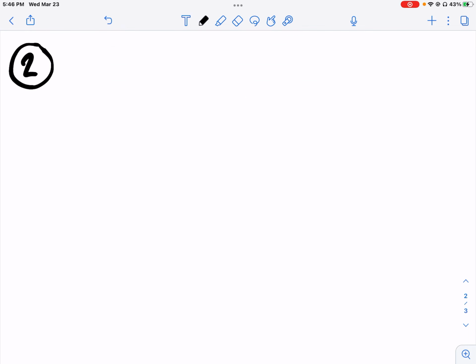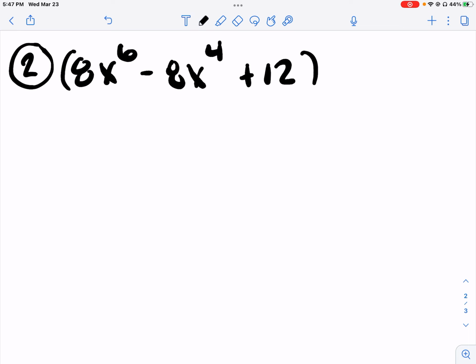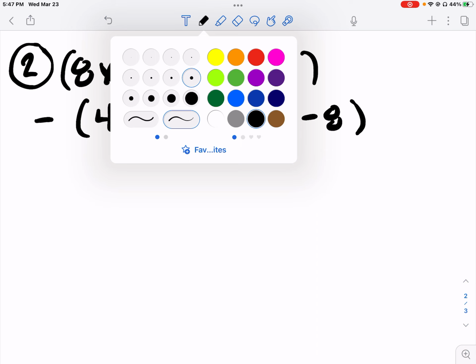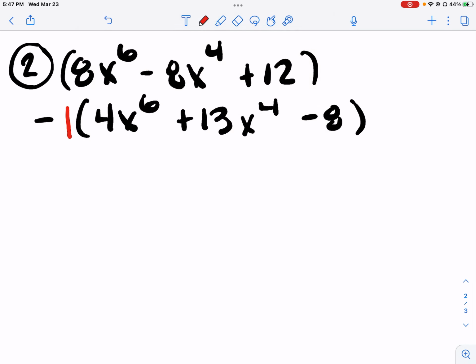Number 2, 8x to the 6th minus 8x to the 4th plus 12 minus 4x to the 6th plus 13x to the 4th minus 8. Okay, that minus is an understood minus 1 that we'll distribute to everything. There's nothing in front of the first parenthesis, so it will stay the same.